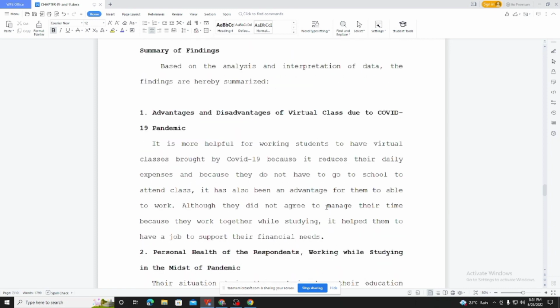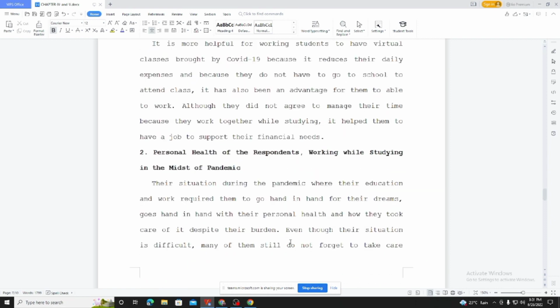1. Advantages and disadvantages of virtual class due to COVID-19 pandemic. It is more helpful for working students to have virtual classes brought by COVID-19 because it reduces their daily expenses and because they do not have to go to school to attend class. It has also been an advantage for them to be able to work, although they did not agree to manage their time because they work together while studying. It helped them to have a job to support their financial needs.